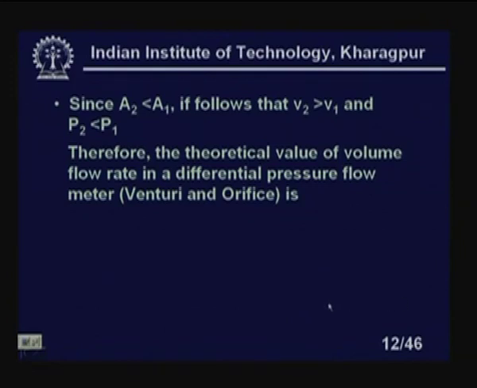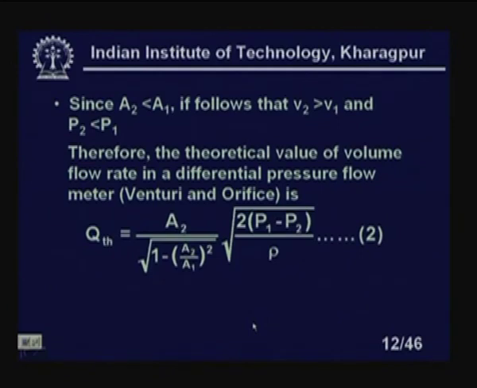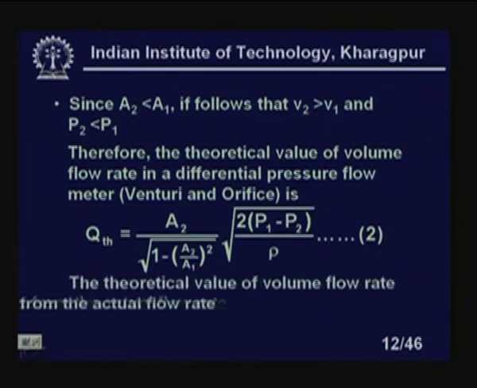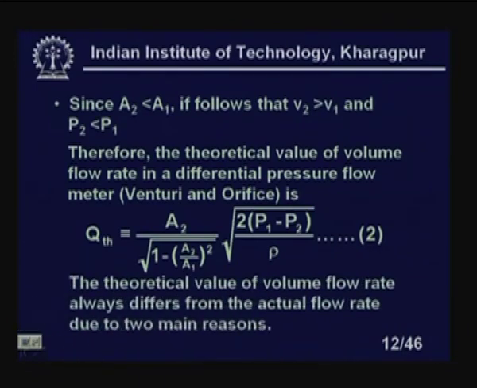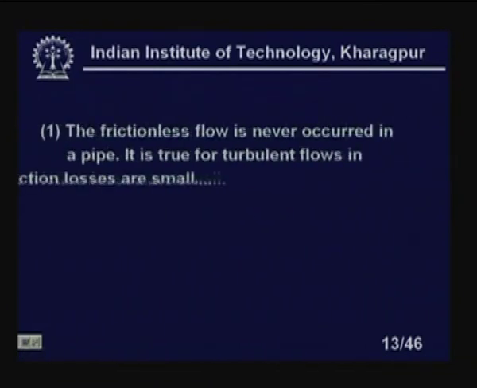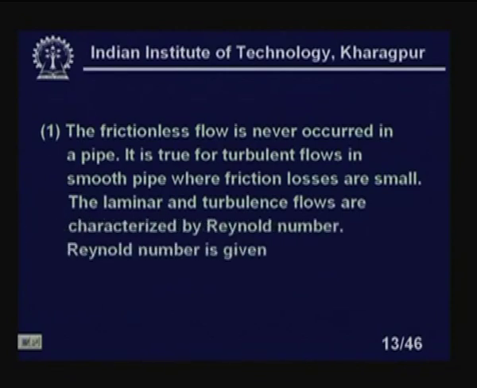Therefore, the theoretical value of the volume flow rate in differential pressure flow meters, both in the case of venturi and orifice, Q theoretical, we are writing as A2 upon the square root of 1 minus (A2 upon A1) square, times the square root of 2 (P1 minus P2) by rho. This is equation number 2. The theoretical value of the volume flow rate always differs from the actual flow rate due to two main reasons. That is why I am calling it theoretical, we will find that we have to multiply by some discharge coefficient to get the actual volumetric flow rate.